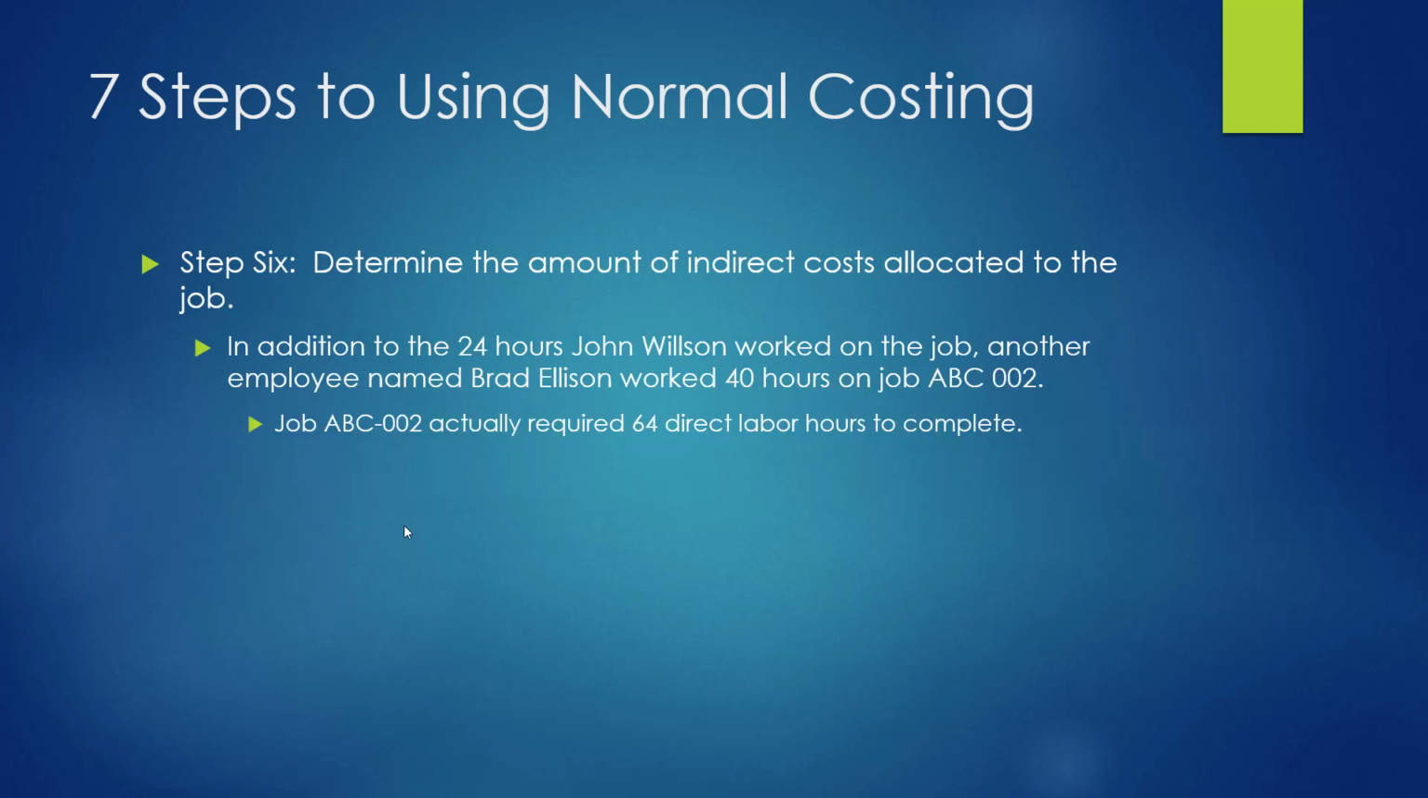So, what amount are we going to allocate to this specific job? Well, we already saw that John Wilson worked 24 hours on this job ABC002, in that labor time record we had a few slides ago. Let's say another employee named Mr. Brad Ellison is going to work 40 hours. Well, if John Wilson's working 24, and Brad Ellison's working 40, that means those two employees together are going to spend 64 direct labor hours on job ABC002 to finish building the shed.